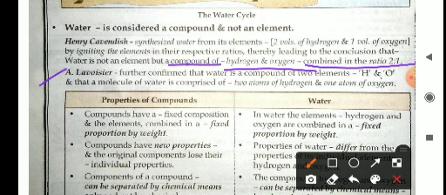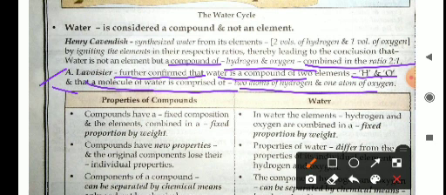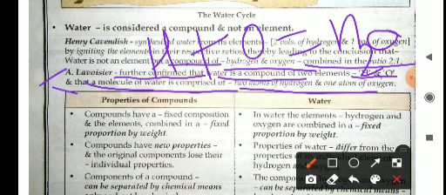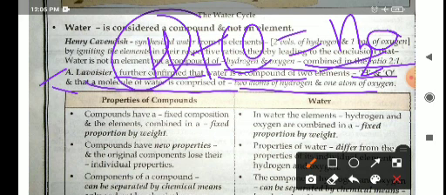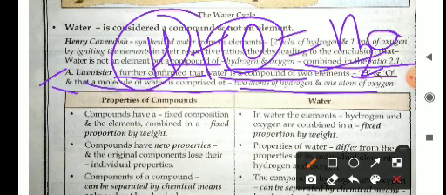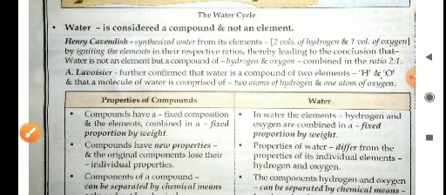Antoine Lavoisier further confirmed that water is a compound of two elements, hydrogen and oxygen, and that a molecule of water is comprised of two atoms of hydrogen and one atom of oxygen. So it is finally proved that water is made by the combination of hydrogen and oxygen elements. Water is a molecule because the hydrogen and oxygen elements combine and form a single molecule of water.